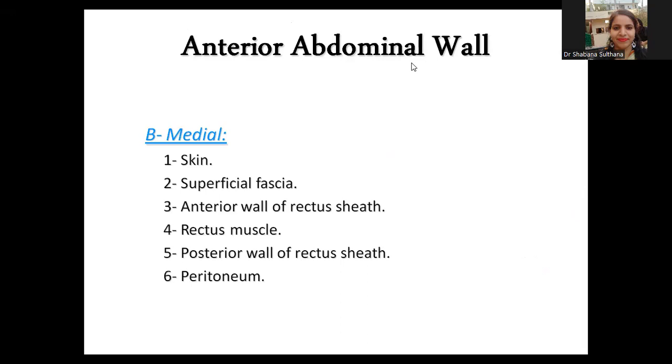So you are finding anterior abdominal wall will have certain layers. You should imagine as though you are doing dissection. So first layer you come across is skin. Below skin we have superficial fascia.